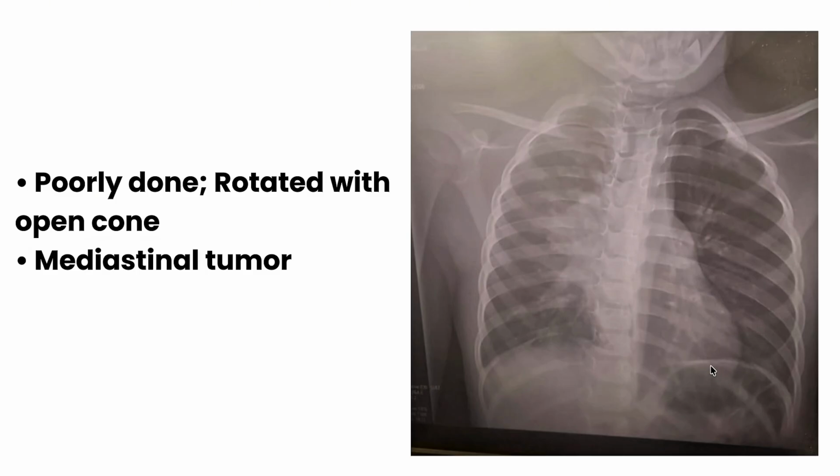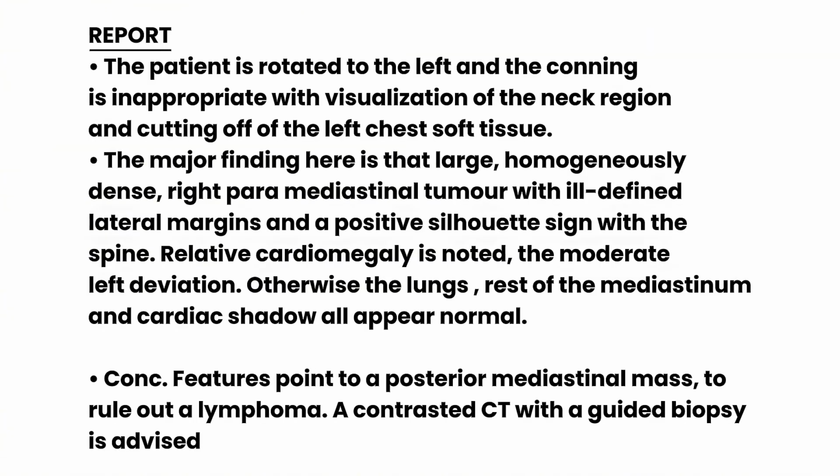So what would our report look like? Again, a proposed report will be that the patient was rotated to the left, and the coning is inappropriate with visualization of the neck region and cutting off the left chest soft tissue. The major finding here: I like, when you start writing a report, to bring out the main thing.